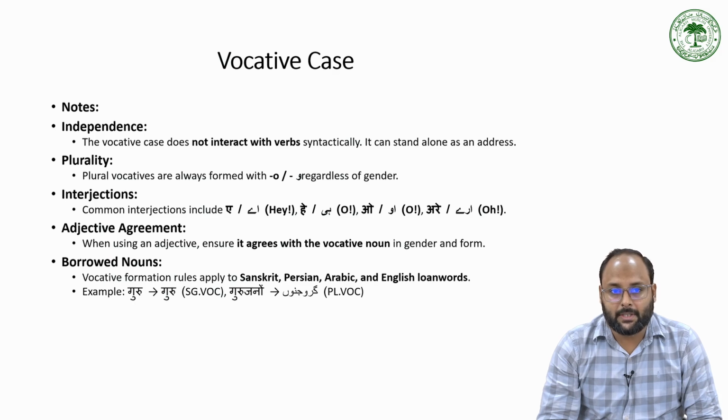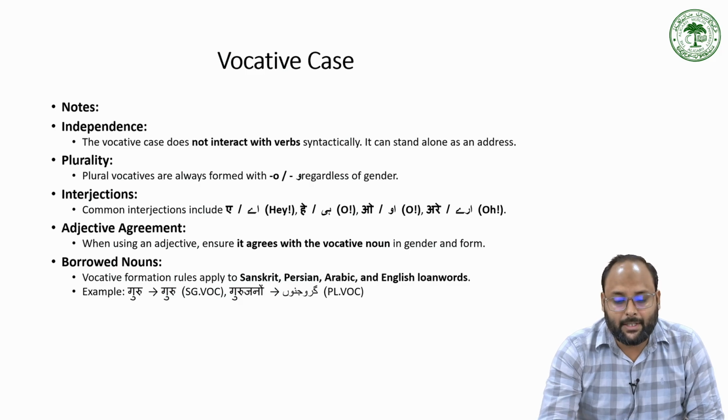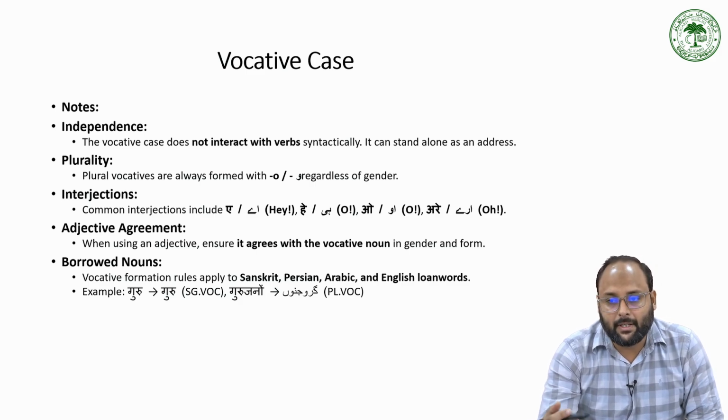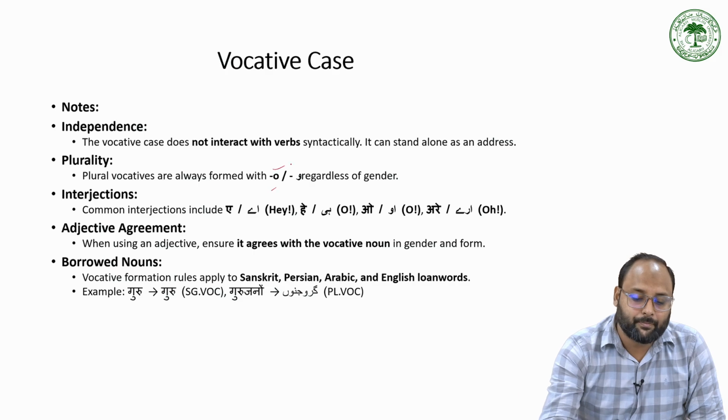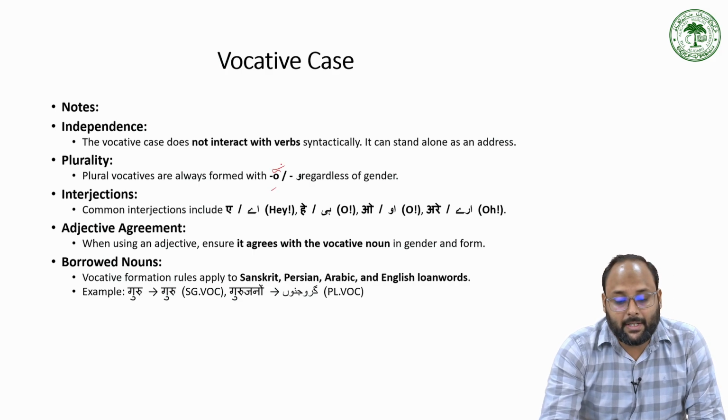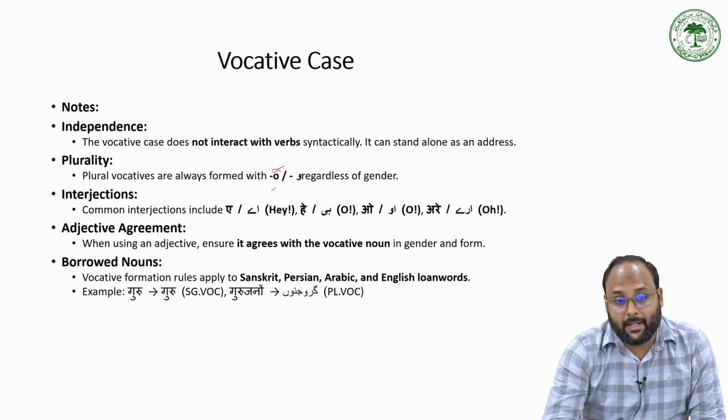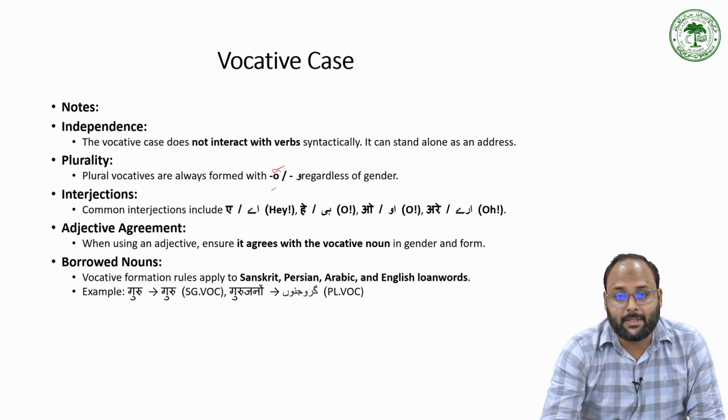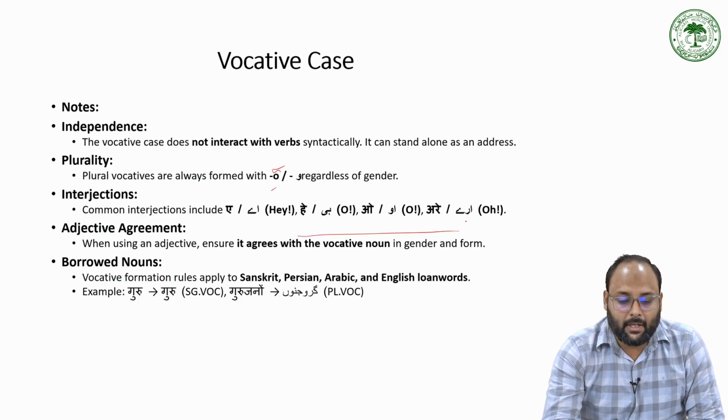We have already discussed that the vocative case does not interact with the verb syntactically. There is no verb in the vocative case, so it does not interact. It occurs freely or independently, like 'ऐ लड़की' or 'ऐ लड़को', and it takes the plural by the 'o' suffix. There is also an interjection in the vocative case, like 'ए', 'हे', 'ओ'. So we are adding this kind of interjection in the vocative case.